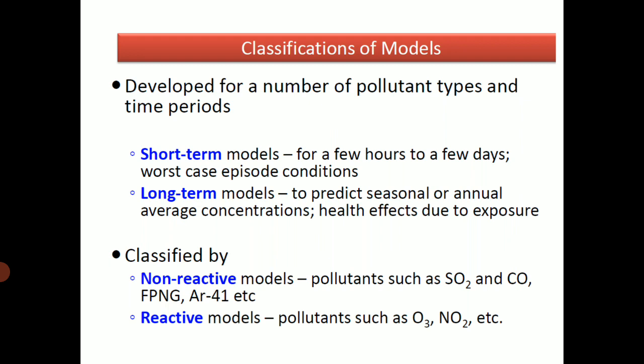Then the second one is the statistical model, which uses empirical relationships between meteorological data and other parameters for predicting the pollutant concentration. Such models are usually used for short term predictions, and only a little computational effort is required in statistical models. And the third one is physical models.